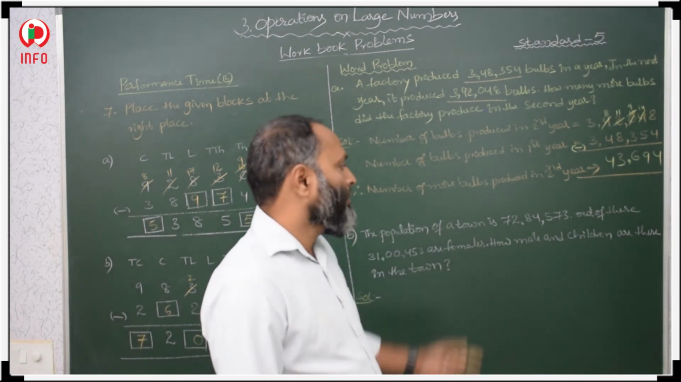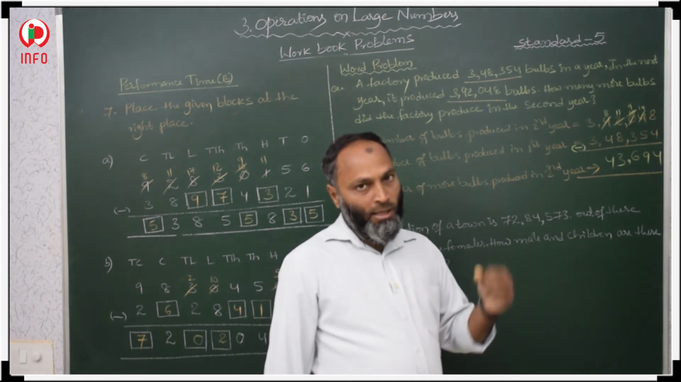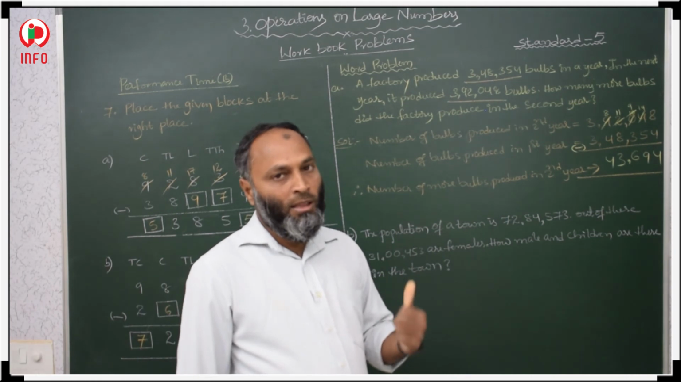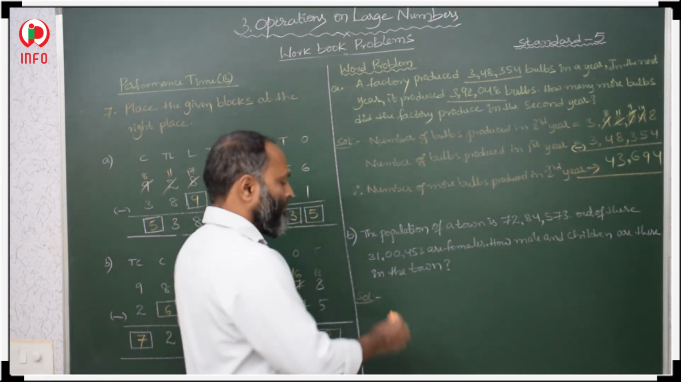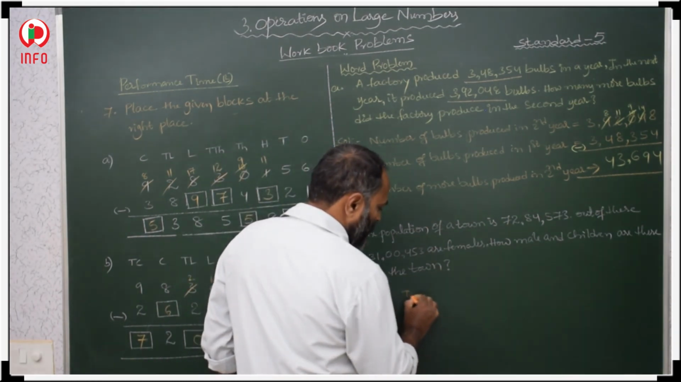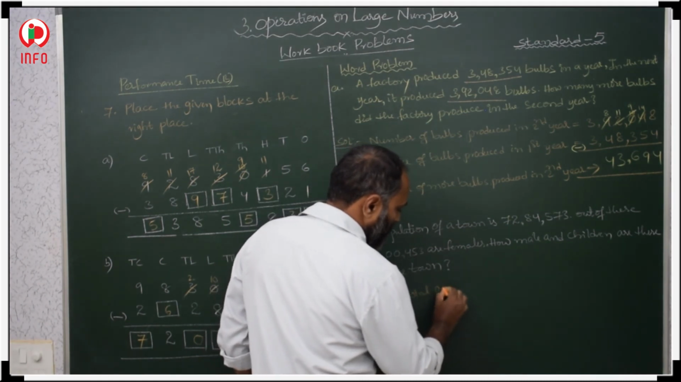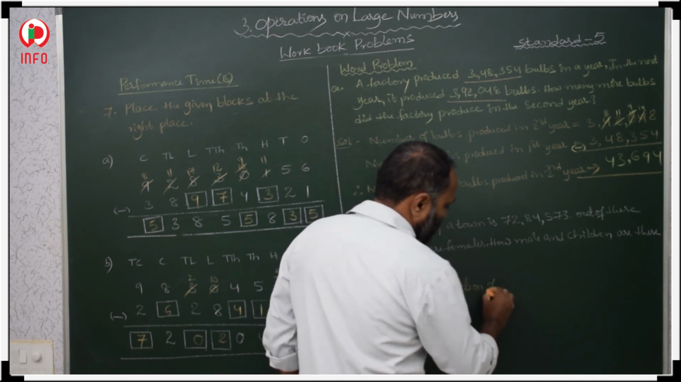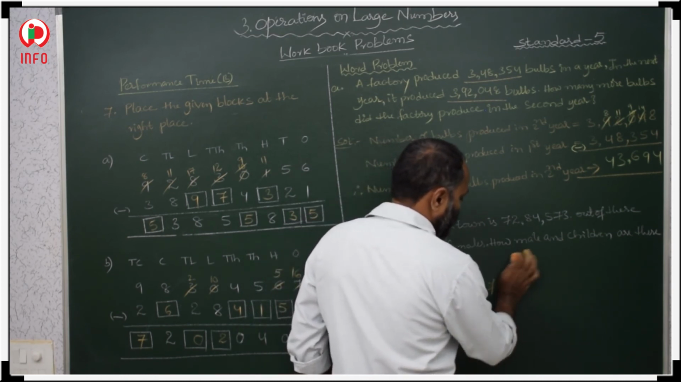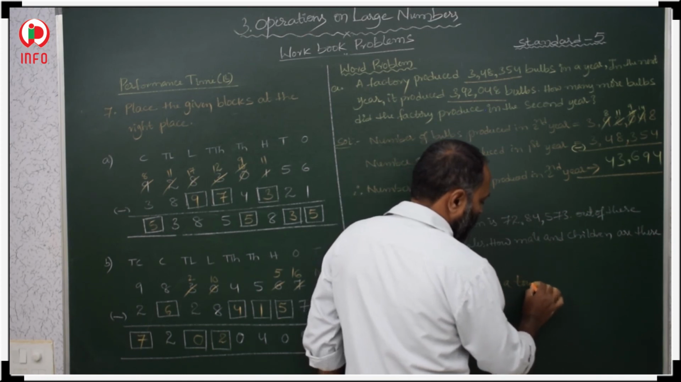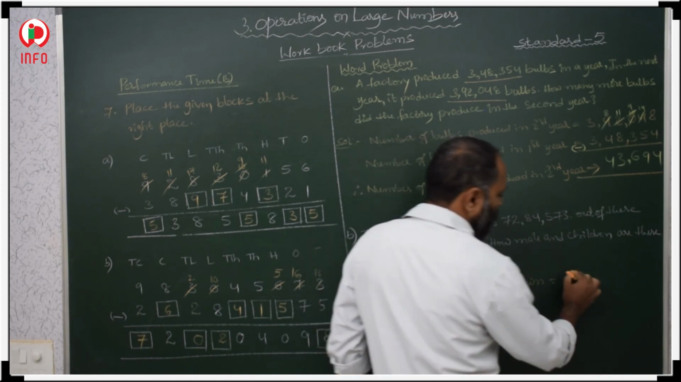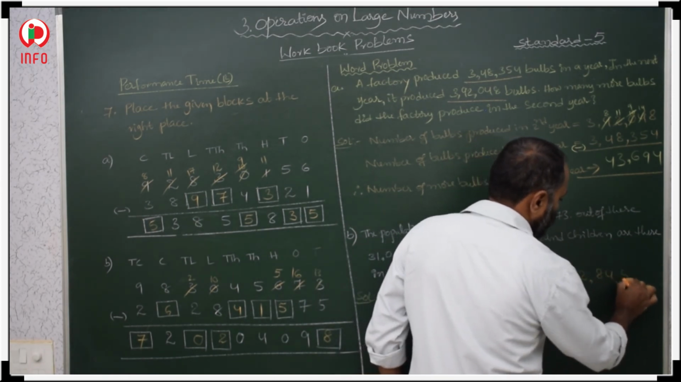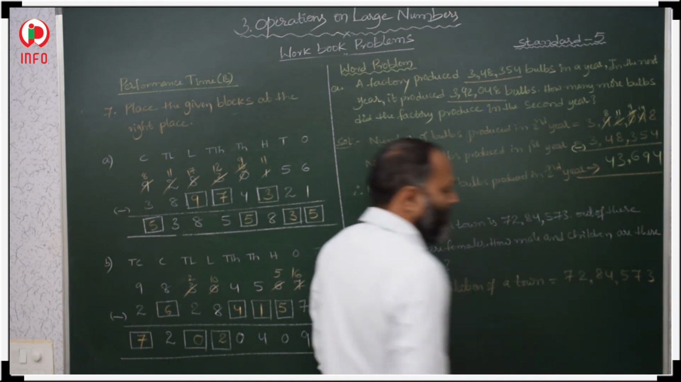So first we have to take the total population. From the total population we have to subtract the female population. Then you will get males and children. Total population of the town is equal to 72,84,573.